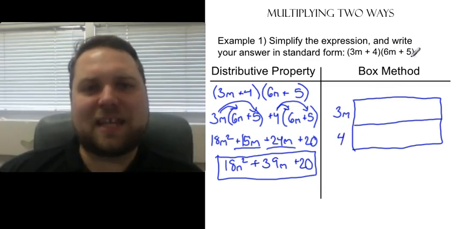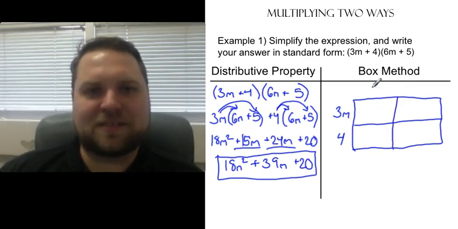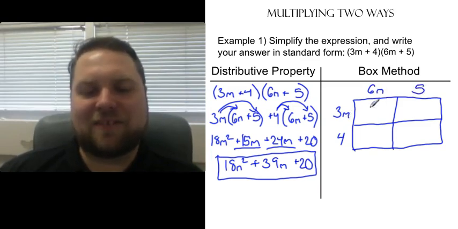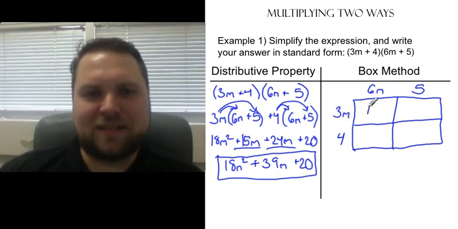And then my second polynomial has 2 terms. So I'm going to make 2 columns. And I write 6m. And then it was positive 5. Now all I have to do is for each box multiply the things that are on the outside. So 3m times 6m is 18m squared. 5 times 3m is 15m.